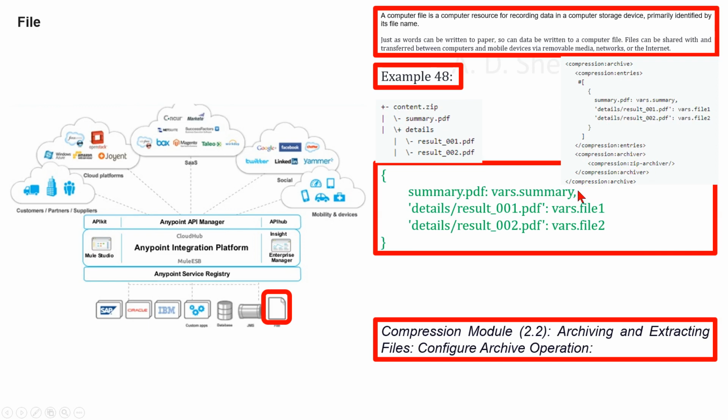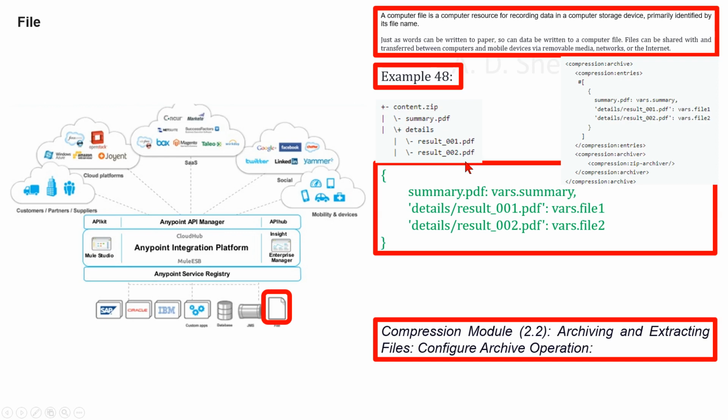The resulting archive contains three entries: summary.pdf located at the root level, and result_001.pdf and result_002.pdf located in the details directory. Note that the forward slash in the entry name, for example details/result_001.pdf, indicates the directory operation. All names are introspected to create directories inside the archive.